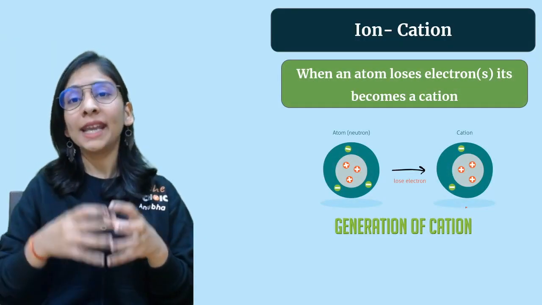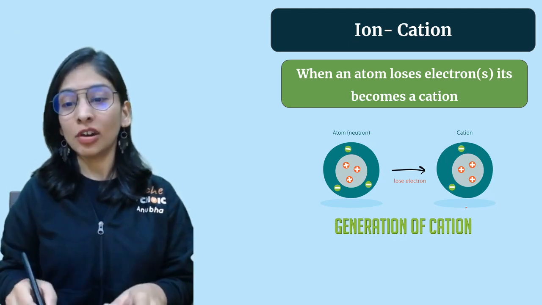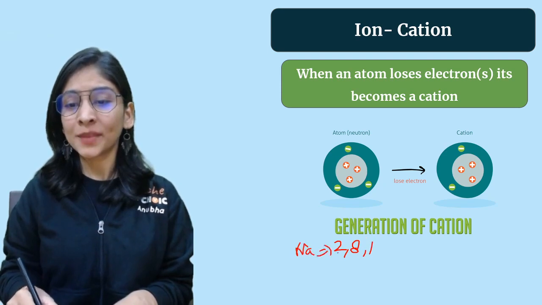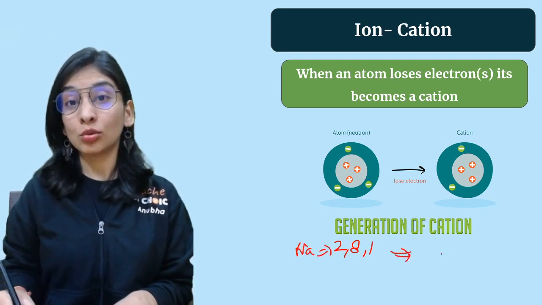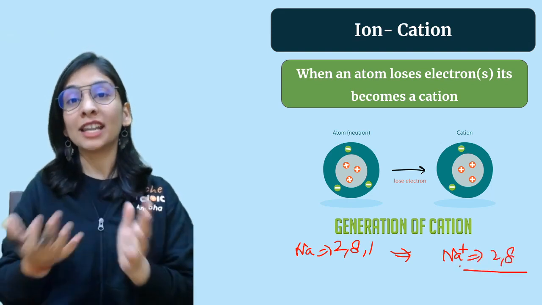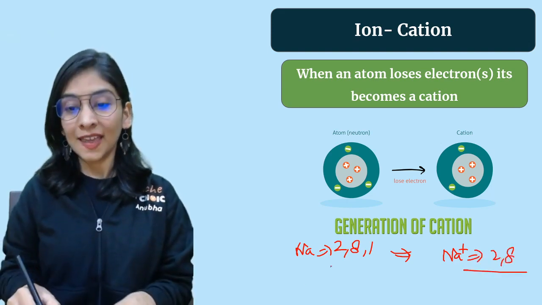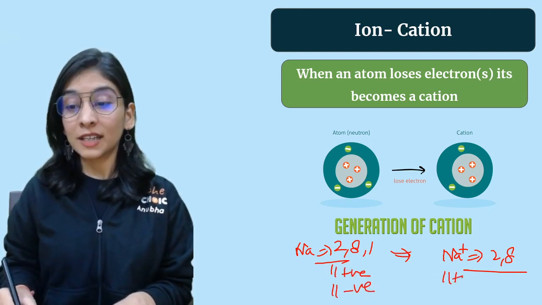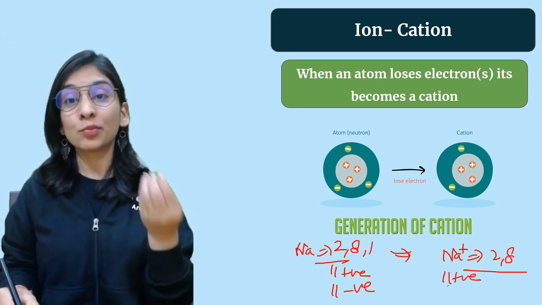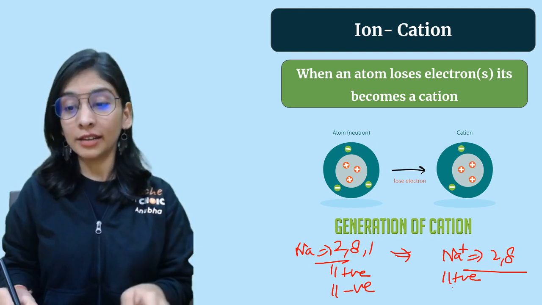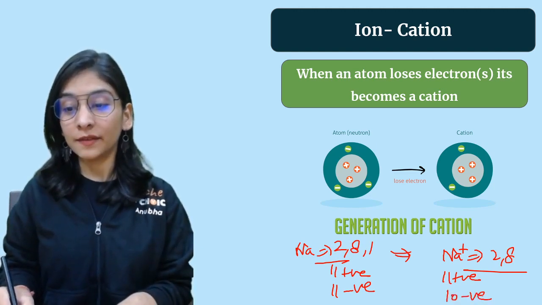When an element makes a cation, it means it will lose electrons. Let's take this example, 2,8,1, this is my sodium. It loses its electron just to get stable, to follow the octet rule. So what will happen when an atom loses an electron? It gets a positive charge. The reason is here: 11 positive, 11 protons; 11 negative, 11 electrons. The nucleus has protons, which will never change because they can't be lost, gained or shared. But electrons became comparatively fewer.